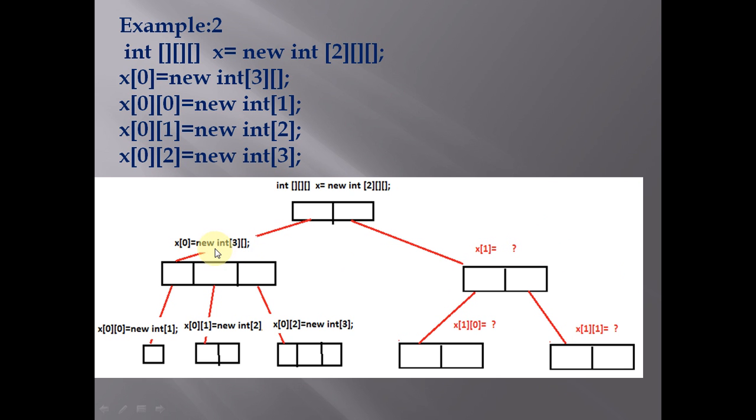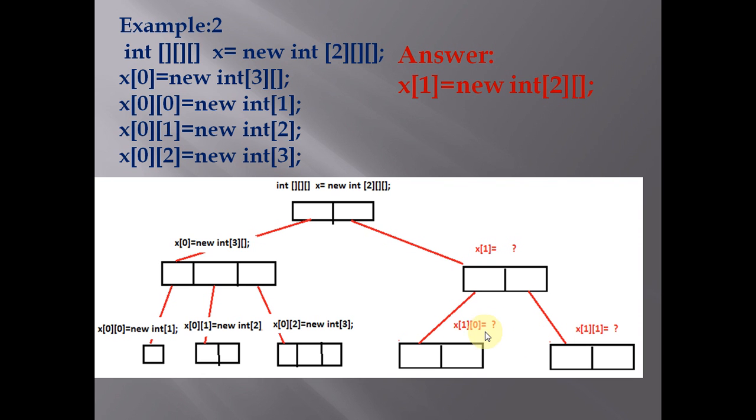So x1 equals new int, and then instead of 3 over there we have to write a 2 over here in case of x1. So x1 equals new int, then square brackets with 2, and then another square brackets with no size inside, and then semicolon. So the answer should be x1 equals new int[2][], right? So this is right.